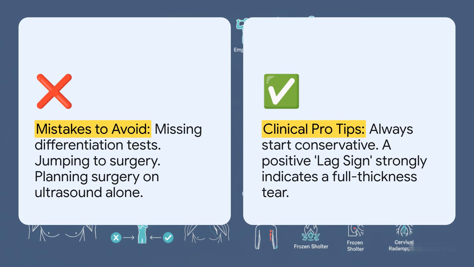And now for the pro tips to remember. Always start with conservative management. A positive lag sign is a very strong indicator of a full-thickness tear. And a crucial point, particularly for a patient population here in India, always screen for diabetes before giving a steroid injection, as it can significantly raise blood sugar levels.